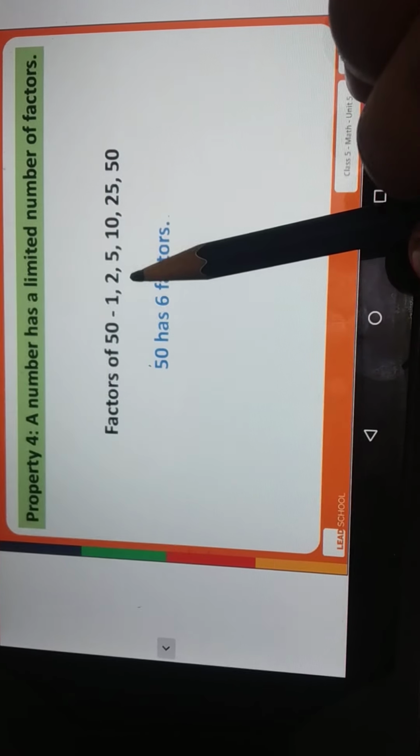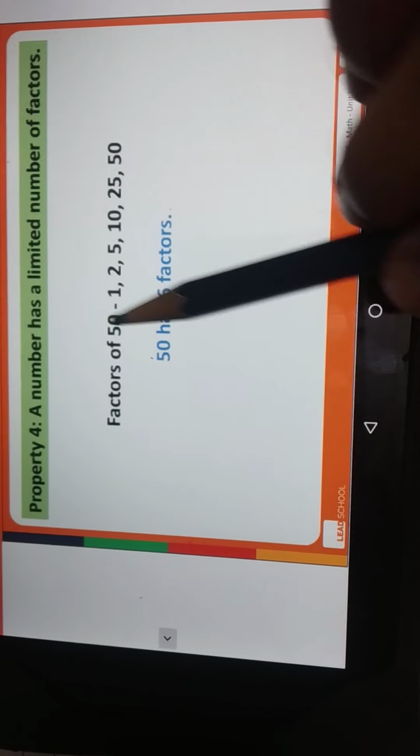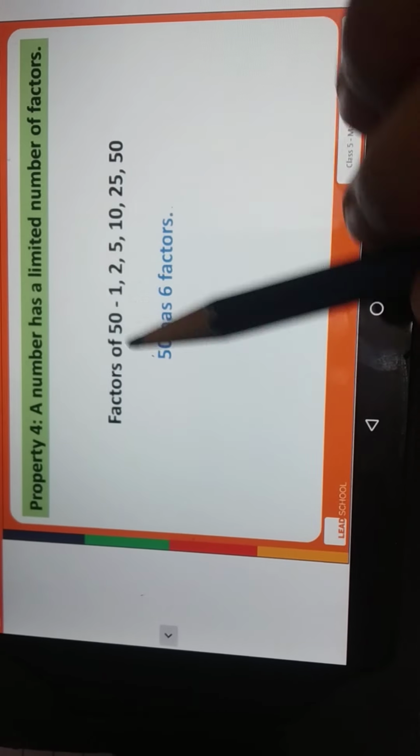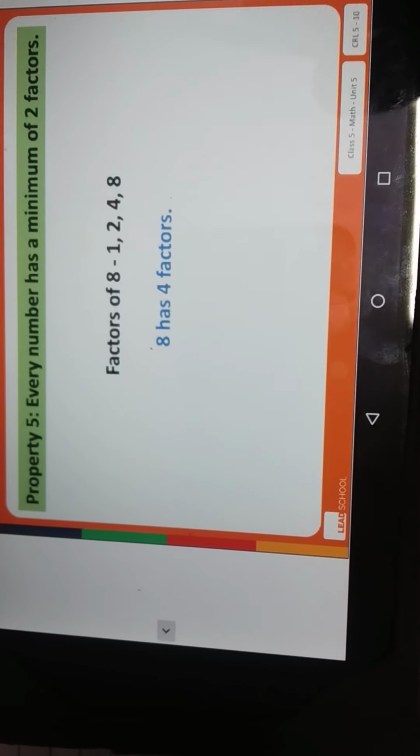So in that, factors of 15: 1, 2, 5, 9, 25 and 50. So 15 has a limited number of factors. 15 has 6 factors.